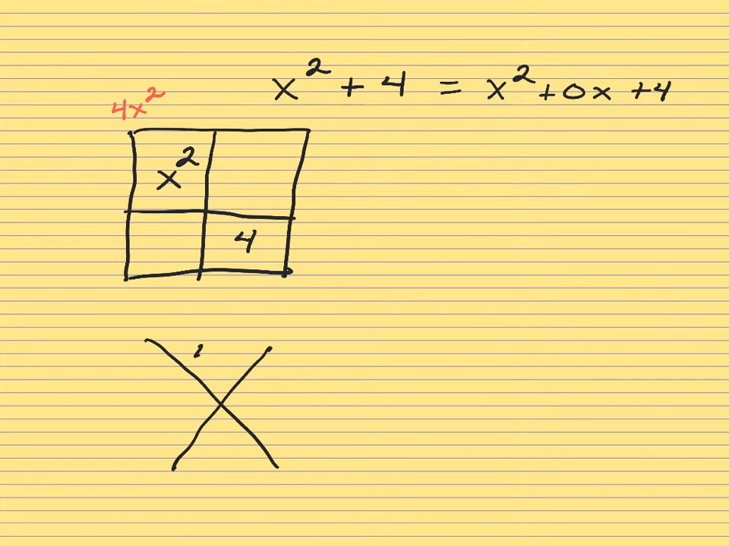with a product of 4x squared and a sum of 0x, if I take a look at all the combinations that will bring me to 4x, a positive 4x by multiplication, it's 1 and 4, negative 1 and negative 4, positive 2 and positive 2, or negative 2 and negative 2. Unfortunately, none of those combinations will also add to give me 0. So this quadratic expression is not factorable.